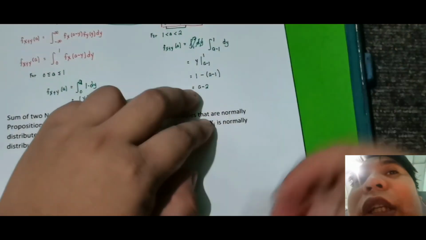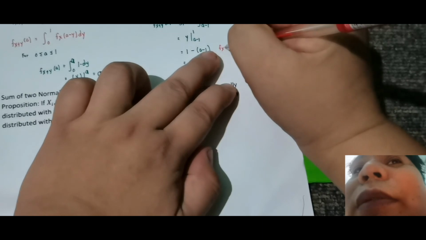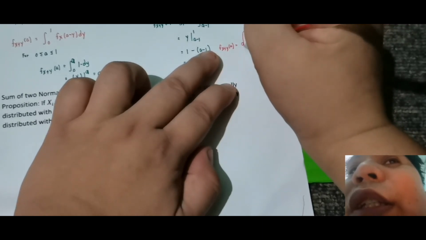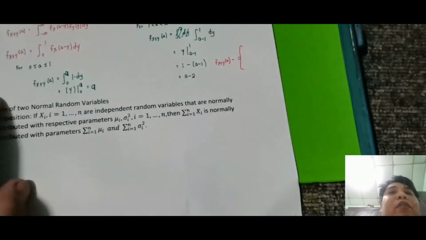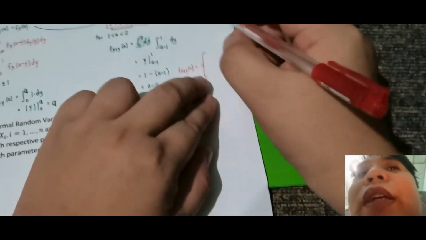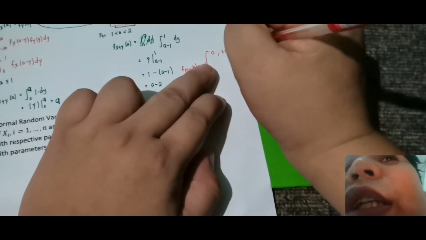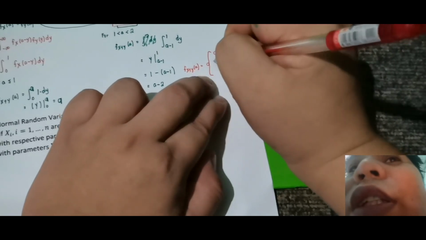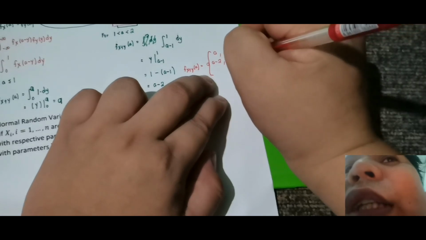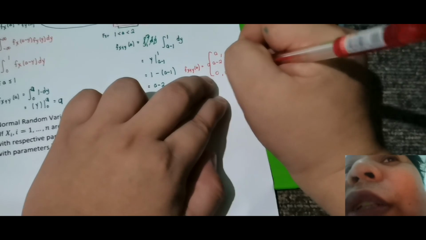So the PDF actually niya is just equal sa dito ko nalagay, no, yung f sub x plus y of a depends on this distribution. So tatlo kasi nangyari. Una is from 0 less than or equal to a less than or equal to 1. That is simply a. So this is a for 0 less than or equal to a less than or equal to 1. So this is a minus 2 for 1 less than a less than 2. And this is 0 for otherwise.